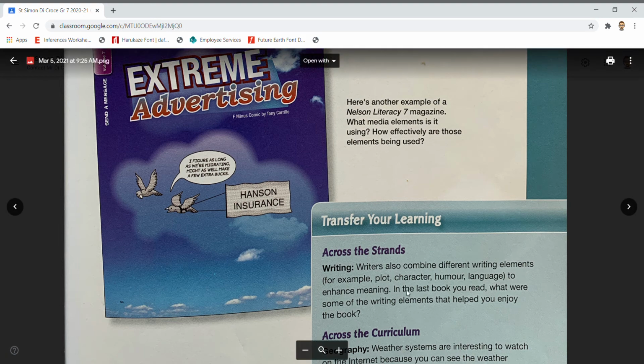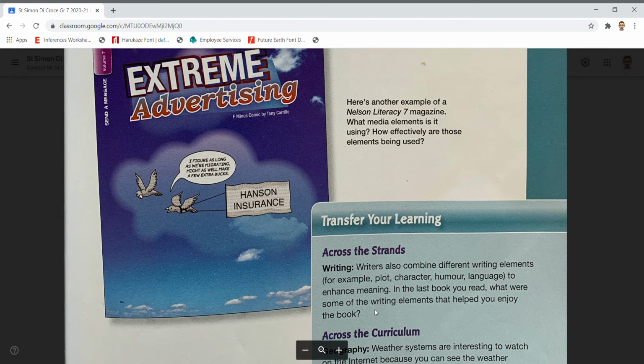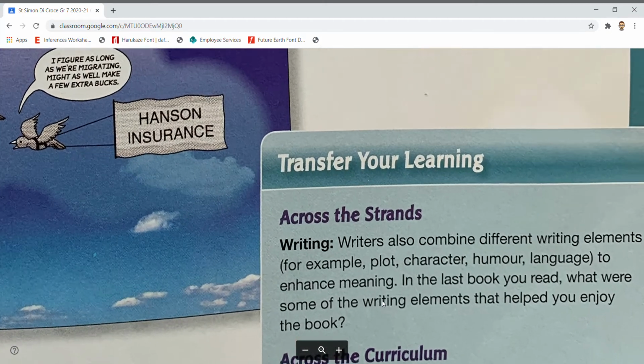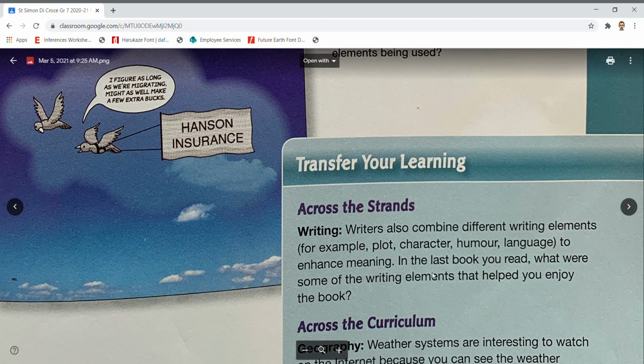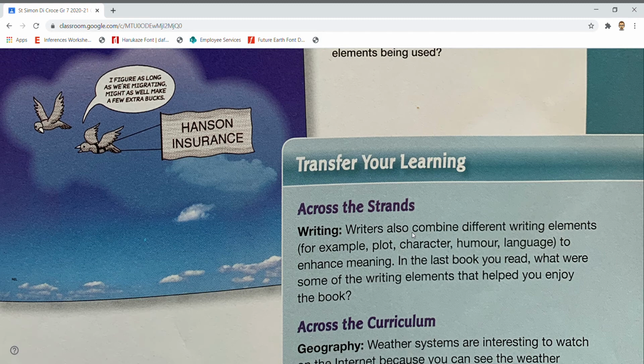All right. Writing elements to enhance meaning. In the last book you read, what were some of the writing elements that helped you enjoy the book? Well, really think back to the books that you've enjoyed this year, and maybe you enjoyed one book more than the other, and maybe you had a connection more to the character and what he or she was going through. Okay, when you think back to The Outsiders, or when you think back to Seedfolks, you had like 20 different characters there. Maybe one or two really stood out for you and you really connected to them. What else did we read? Hatchet, we read The Little Prince.